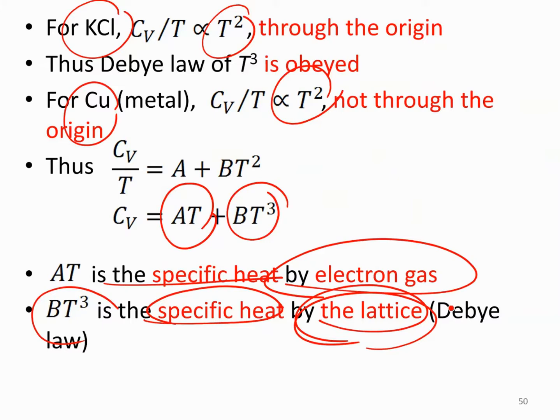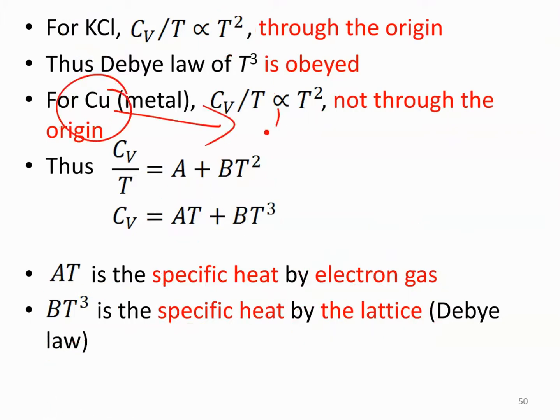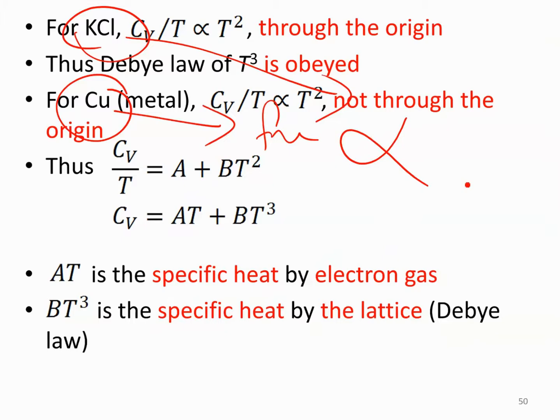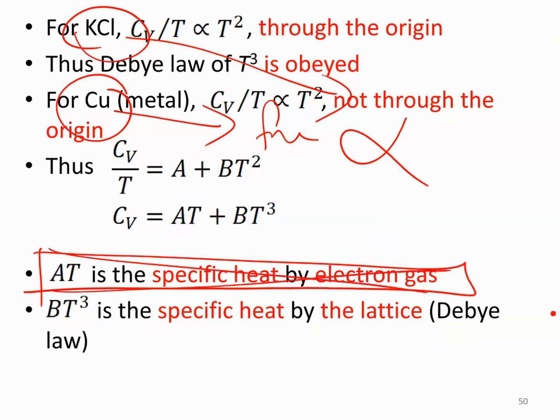Of course, all materials have lattice vibration, but only copper, which is a metal, has the specific heat contributed by the electron gas. Why? Because copper has free electron gas. A metal has free electrons and is an electric conductor. But KCl is not a good conductor because it doesn't have free electrons. When it doesn't have free electrons, definitely it does not have the specific heat contributed by the electron gas.